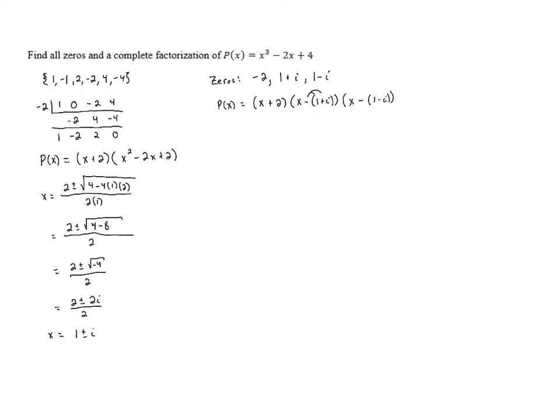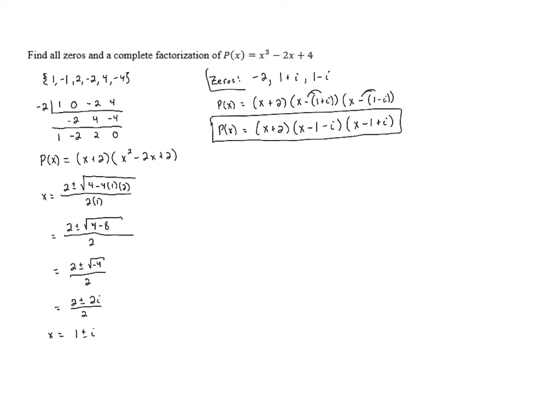And we can simplify these by distributing the subtraction in each. And so we've got x plus 2 times x minus 1 minus i times x minus 1 plus i, and this is our factorization. So we've got a complete factorization, and we've got the zeros, and we're good to go.